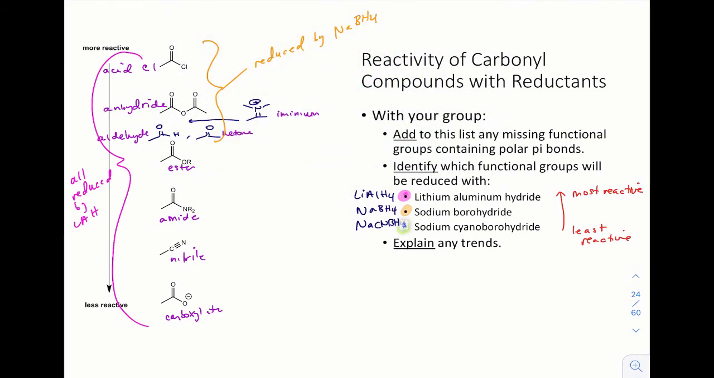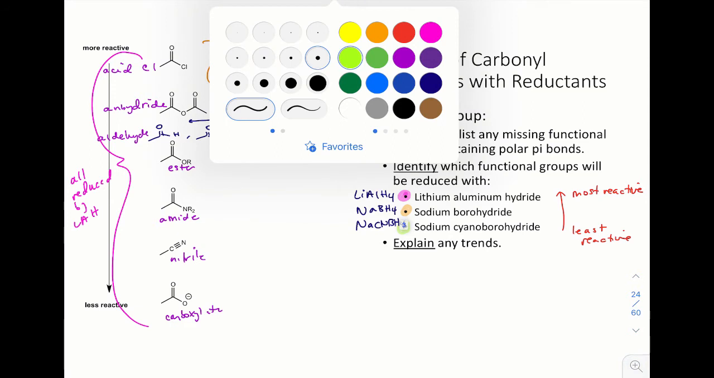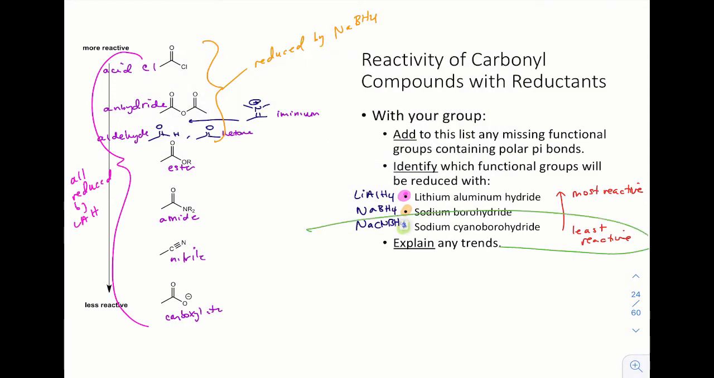Finally, thinking about sodium cyanoborohydride. It's the least reactive reducing agent. We've really only seen it used with aminium ions. I am sure it will also reduce acid chlorides and anhydrides, but it's used specifically for aminium ions because the aminium ion can be generated and then selectively reduced in the presence of an aldehyde or a ketone.